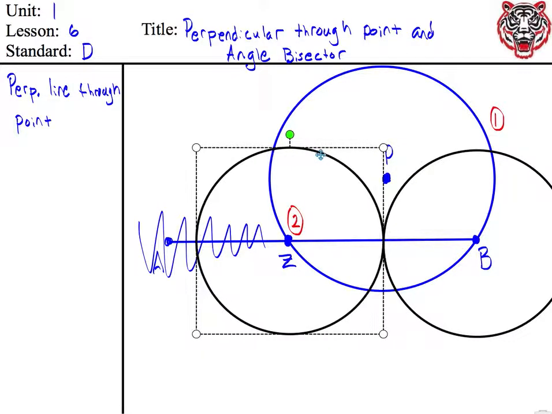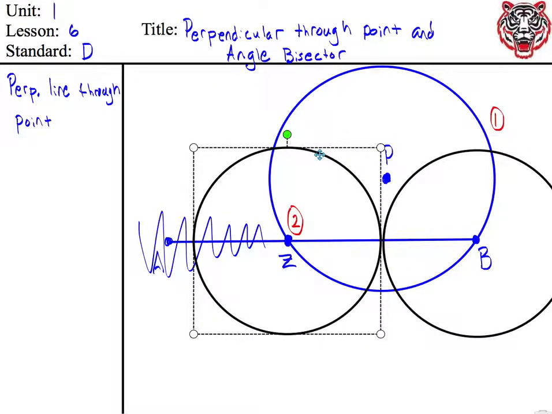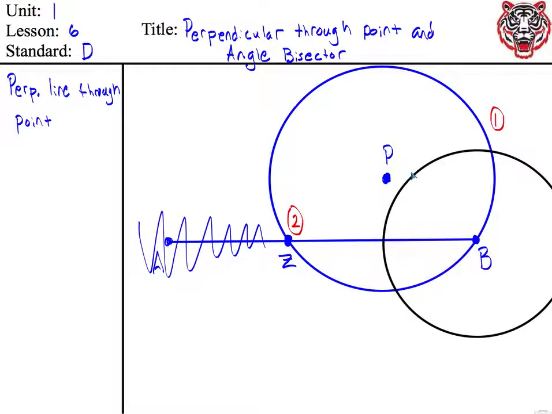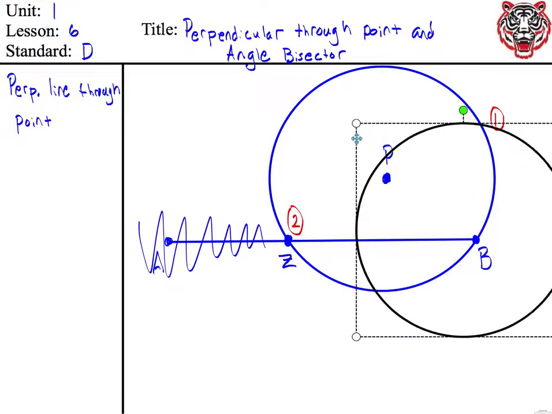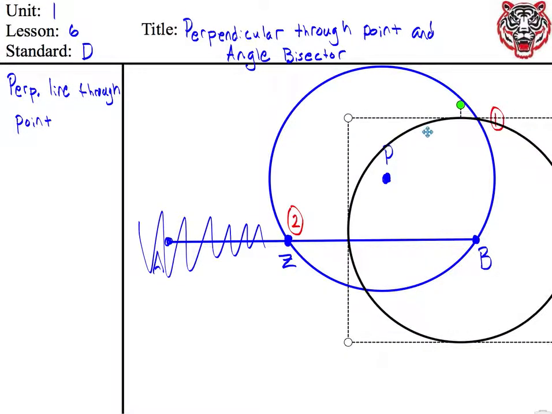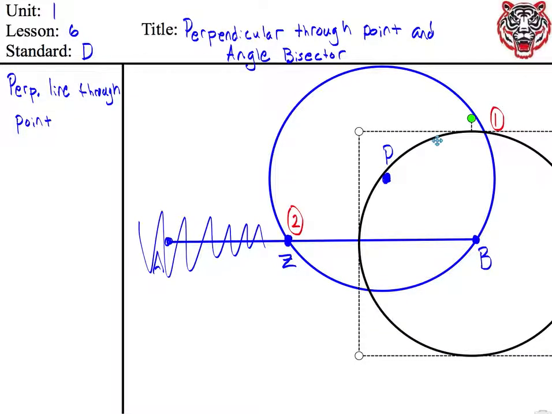Ooh, my circle should have been bigger. Mine didn't intersect. See how I made a mistake? My circles didn't intersect, so I need to make them bigger. I don't know if I did this right. There. Now it's bigger around B.